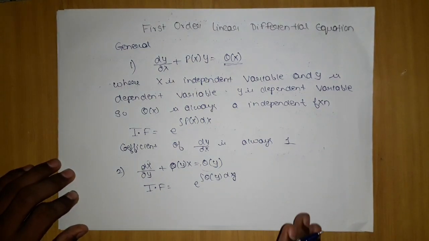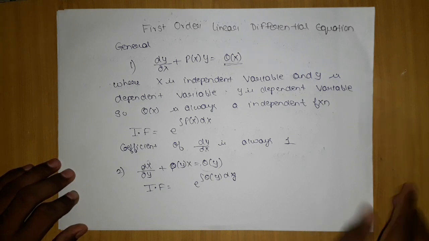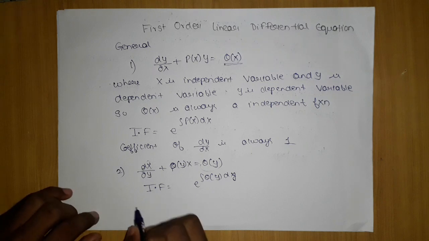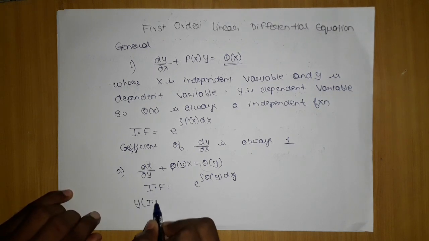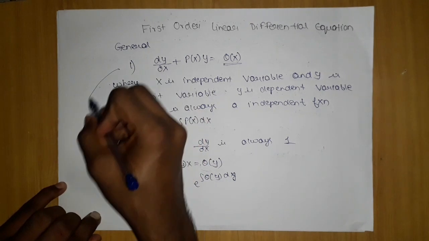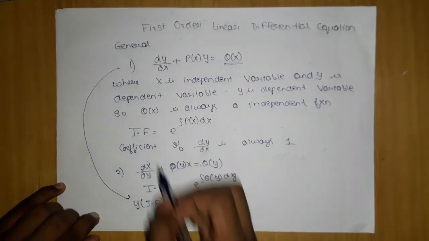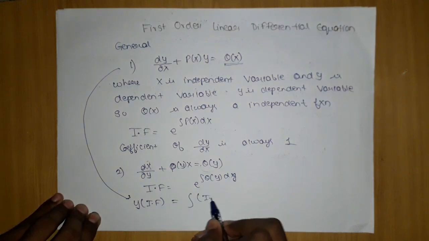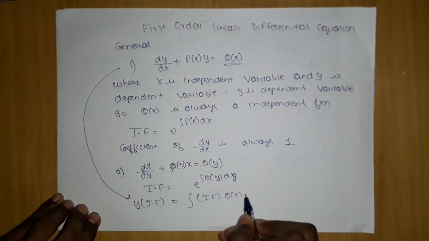So these were the types of equation which you will see, and the solution. Earlier, the solution was obtained by integral M of x comma y into dx plus integral of the N terms free from x. But here the solution will be obtained by y into integrating factor. For the equation dy by dx, the solution will be y into integrating factor equals integral of integrating factor into q of x dx plus c.